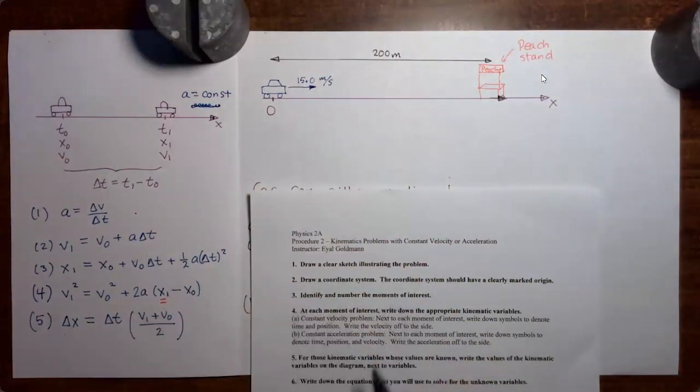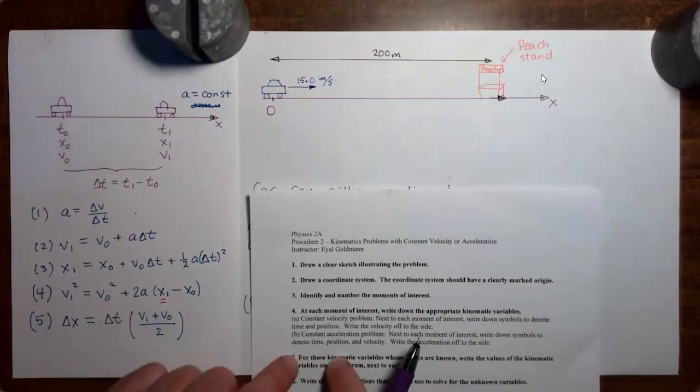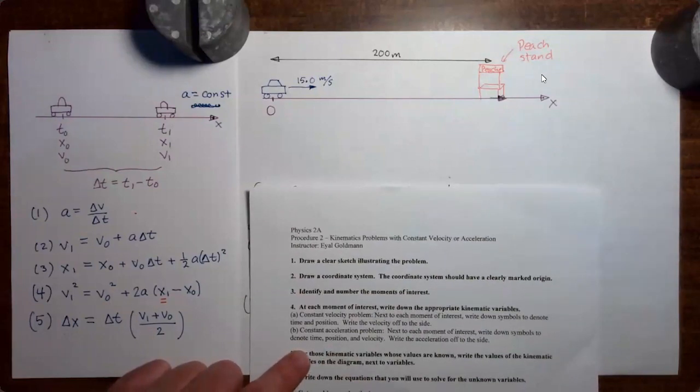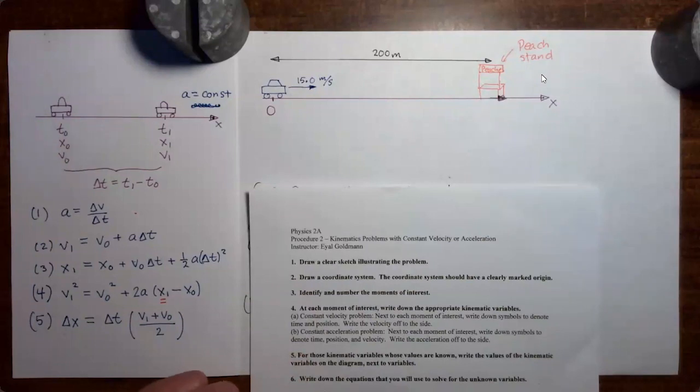Step 3, identify and number the moments of interest. Here, I would invite you to pause the video and see if you can put in the moments of interest, label the moments of interest, and you could even go to step 4 and write in all the symbols we are going to need denoting the various kinematic variables. Then you can rejoin the video.